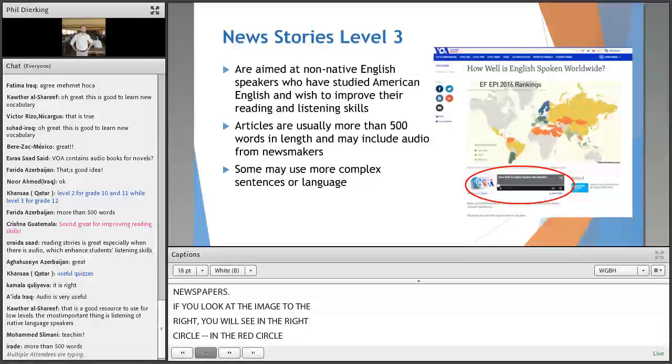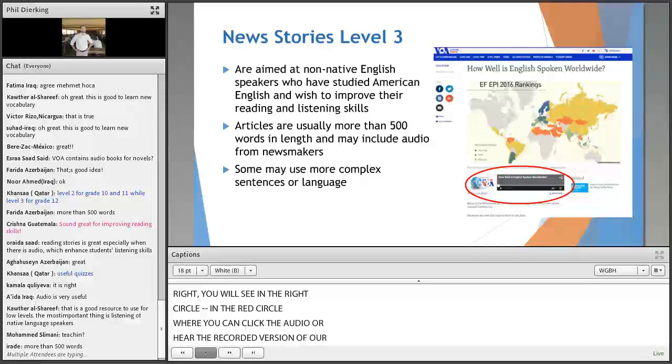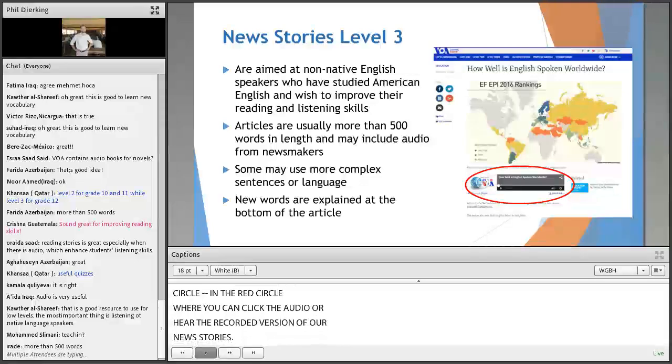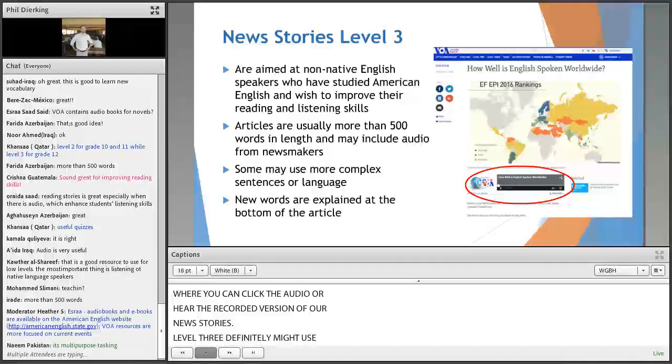Now, level 3 definitely might use more complex sentences or language. But like all of our stories, new words are explained at the bottom of the article.